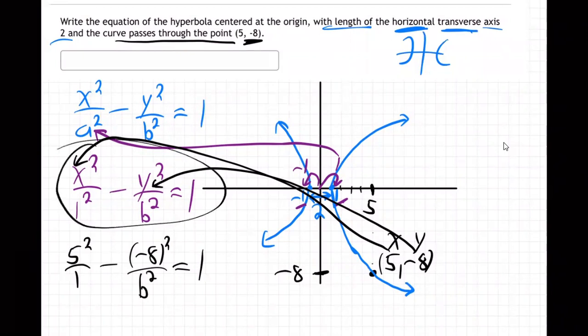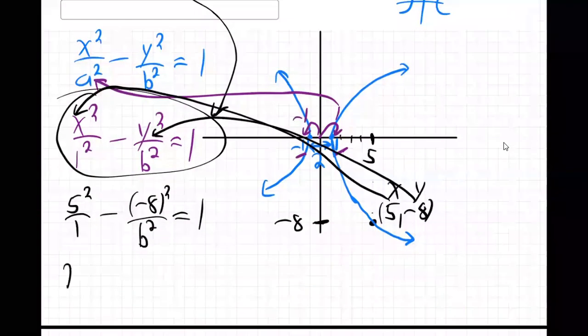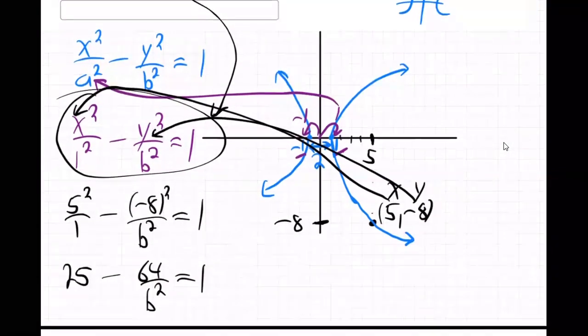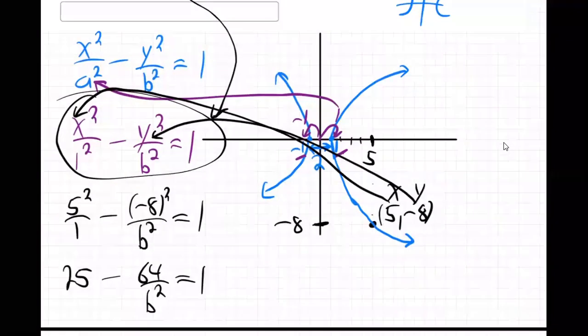Basically, here is the equation. That's what they want, write the equation. I've basically got the equation, except I don't know b squared. I just have to find b squared, and bang, I'll have the equation. So I need to solve this for b squared. So this is going to be 25 minus 64 over b squared is 1. Right? Okay, so what am I going to do now?